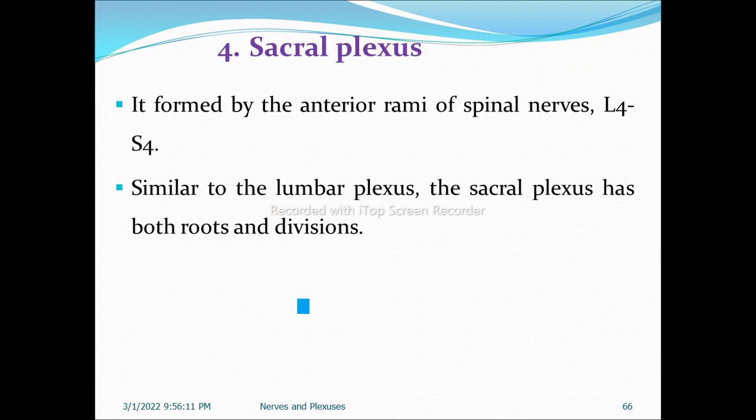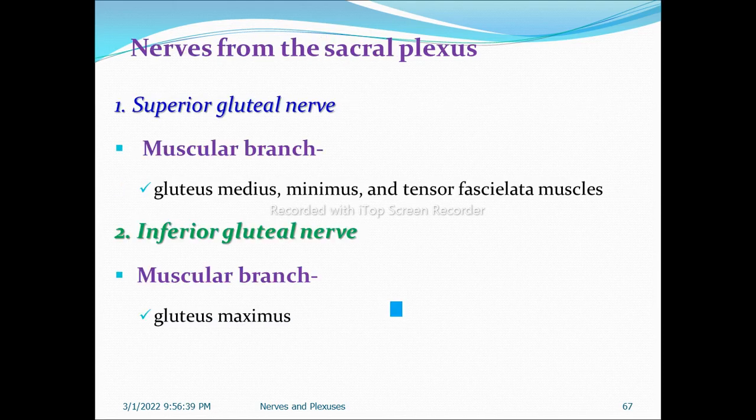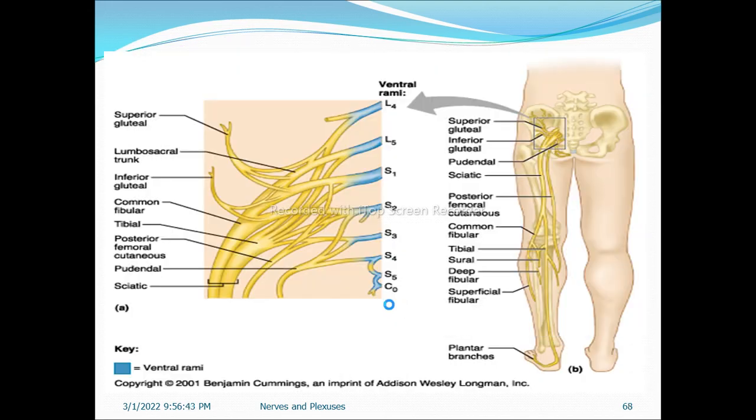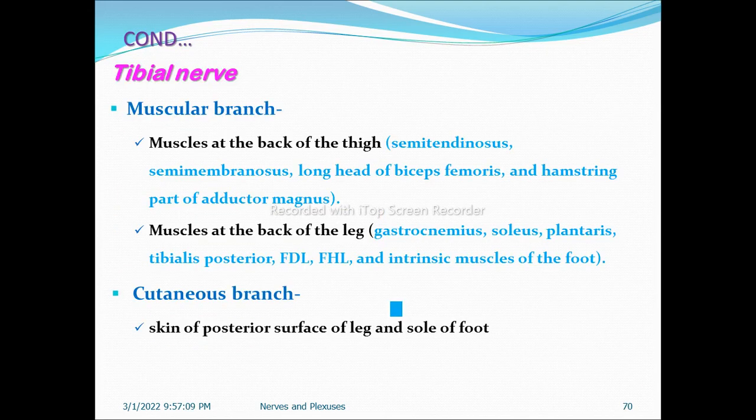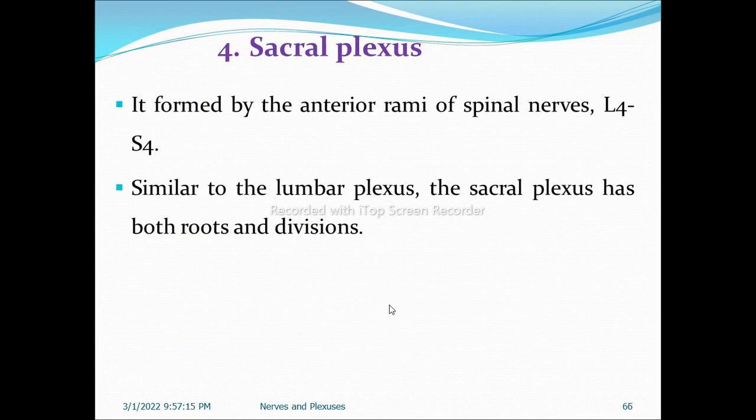So the last of the main plexuses is the sacral plexus. This is formed by the ventral rami of spinal nerves from lumbar 4 up to sacral 4. Similar to the lumbar plexus, the sacral plexus has both roots and divisions. Nerves from the sacral plexus: superior gluteal nerve 1, inferior gluteal nerve 2, pudendal nerve 3, sciatic nerve 4. So we do have 4 branches.